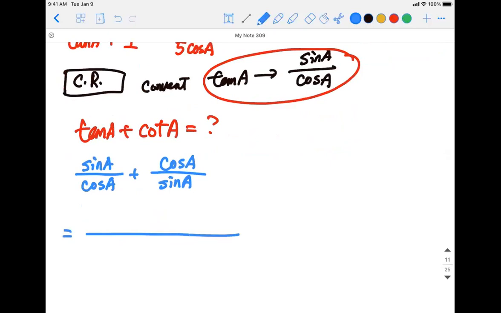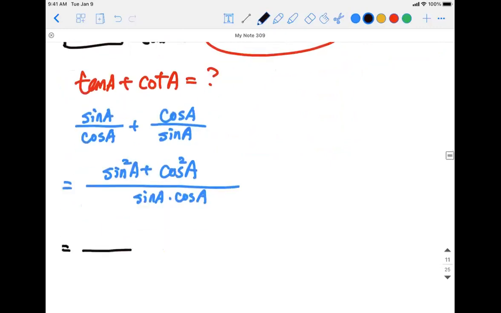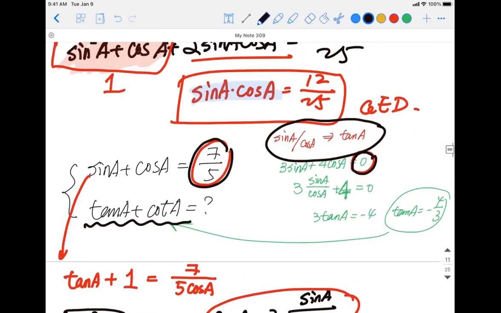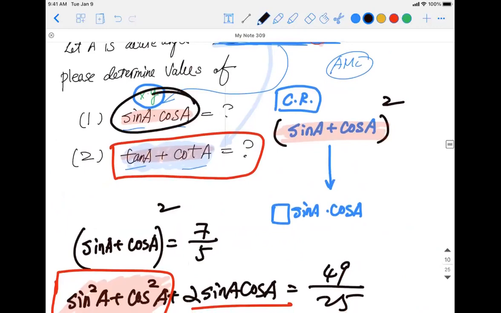Let's make sure that we have the same denominator, right? Sine over cosine plus cosine over sine becomes sine square plus cosine square over sine cosine. Is that right? So that one equals what? I keep using whatever we introduced today, right? This is one, over sine A, cosine A. Hey, sine A, cosine A, this is exactly what we calculated in our step number one, right? Whenever the question has multiple steps, maybe you try to use whatever you calculated for the first step and then apply it to the second one.